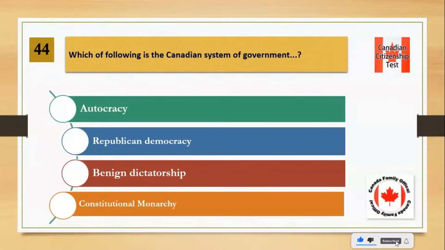Which of the following is the Canadian system of government? Number 1, autocracy. Number 2, republican democracy. Number 3, benign dictatorship. Number 4, constitutional monarchy. And the answer is constitutional monarchy.